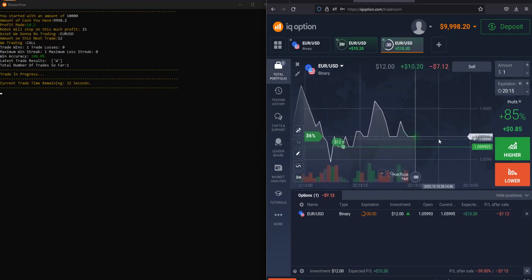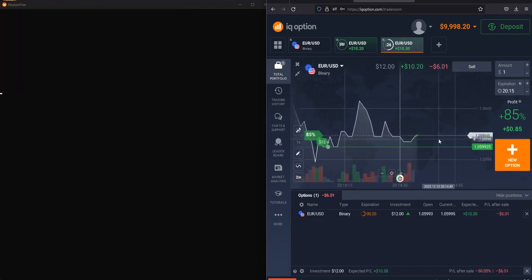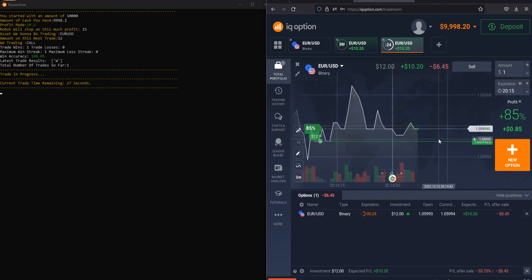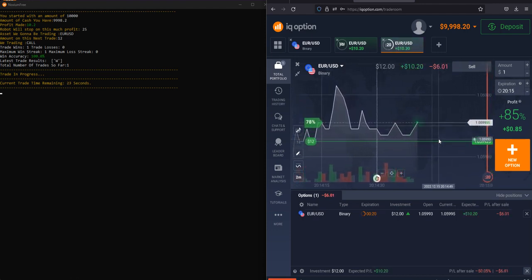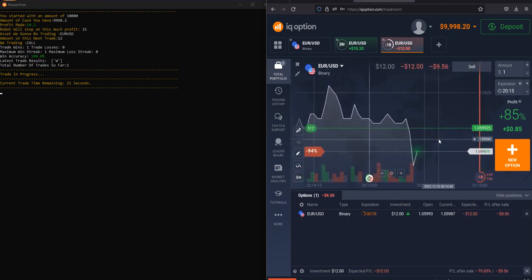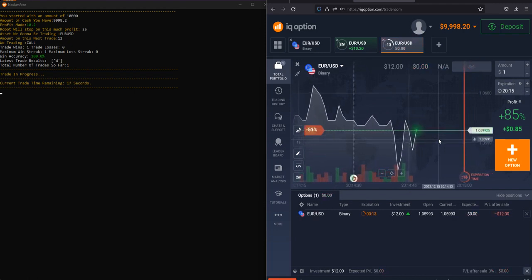Let's see how this goes. Ooh, we're staying stuck in the middle. Oh, but it wants to go up. It wants to go up, but it wants to go down as well. So let's see. Oh, looks like we're losing this trade. Oh, we're coming back. Oh, we're losing it again. We're coming back.